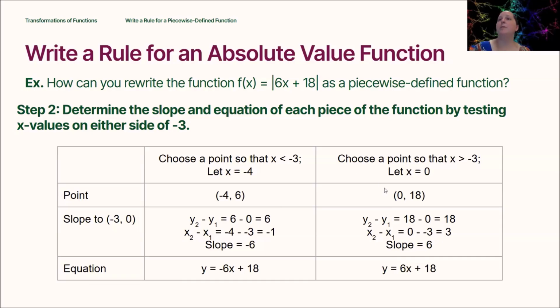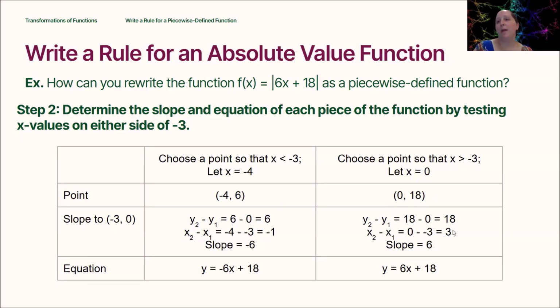Then I'm going to choose a point on the other side, so that's greater than -3. So x equals 0. Again, you can choose any point that you want. If I put 0 in, I get positive 18. Then I substitute those points in. I have 0, 18 as my point. My other point that I used was that -3, 0 point.